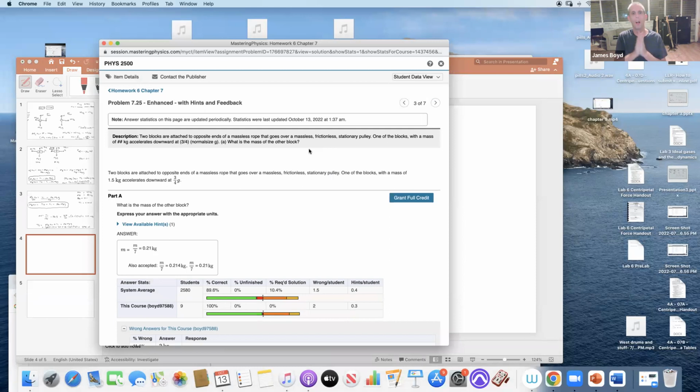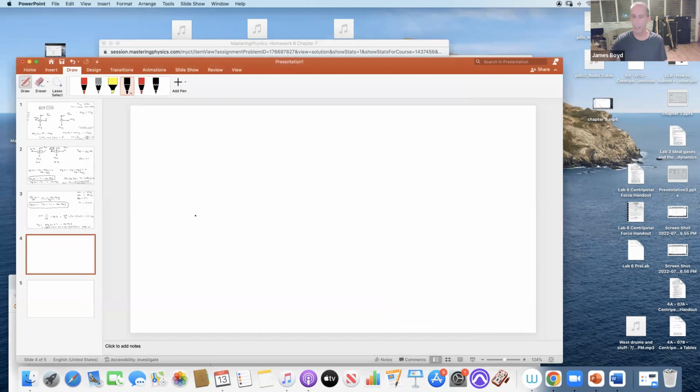All right. Now these two blocks are connected over a massless rope that goes over a pulley. One of the blocks has a mass of 1.5 and accelerates downward at 3/4 g, and we want the other mass. So this is an Atwood machine. On an Atwood machine, we have two masses, A and B. We're going to assume that B goes down and A goes up. So this will be our Y's. They have to follow the rope. If A is going up, B's got to go down. If A is dropping, B's got to go up.